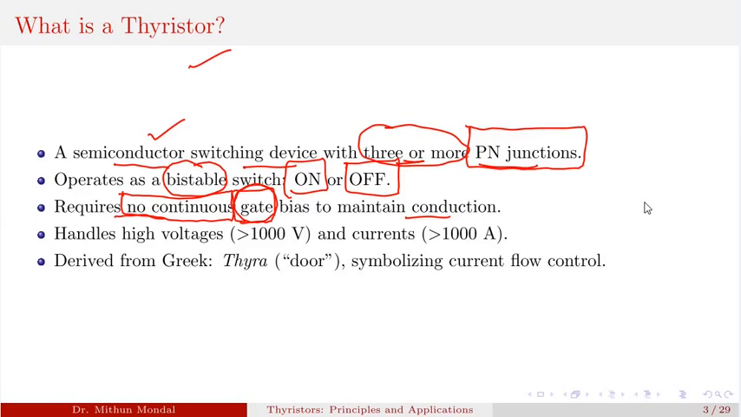Generally, these thyristors operate for very high voltages, greater than 1000 volts, and they are able to sustain very high current, which is more than 1000 amperes. The word thyristor has been derived from the Greek word thyra, which means door, and it symbolizes the current flow control. So the current which is flowing in the thyristor, we have to control it with the help of the gate signal.